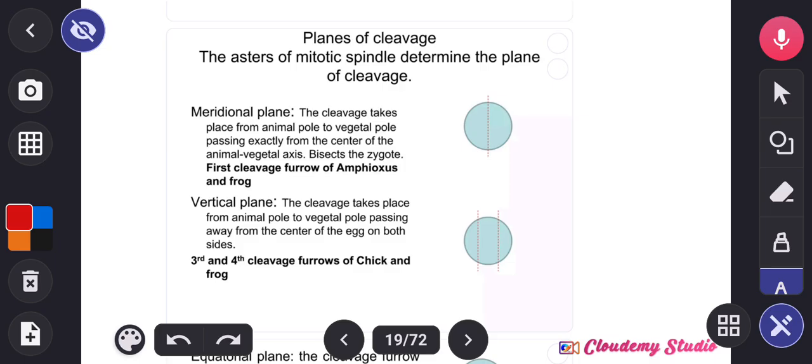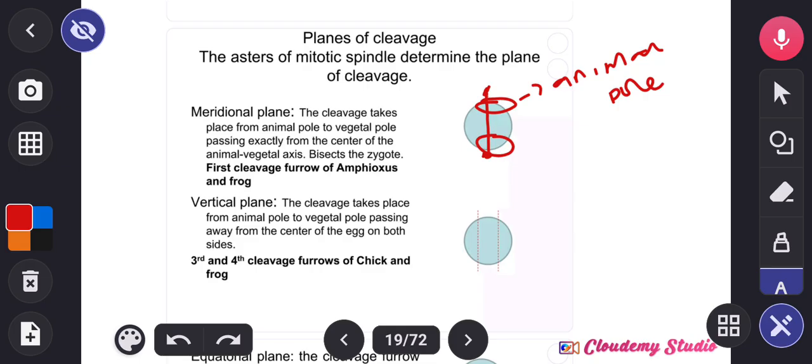Now, the question is, what is the animal pole? What is the vegetal pole? You see, the upper part is usually the animal pole. It is the part that has less yolk, and it is very, very active because of the presence of the nucleus. The part that has more yolk, an abundant amount of yolk, usually at the lower part, is called the vegetal pole. So dissecting an egg from the animal pole to the vegetal pole is what we refer to as the meridional plane. And this happens in Amphioxus and frog.